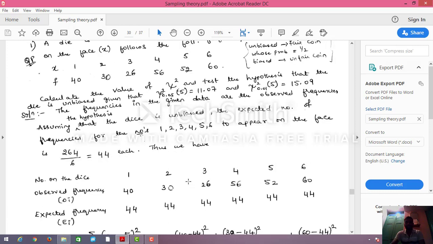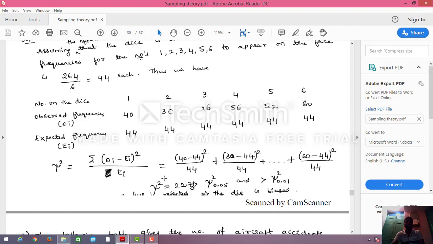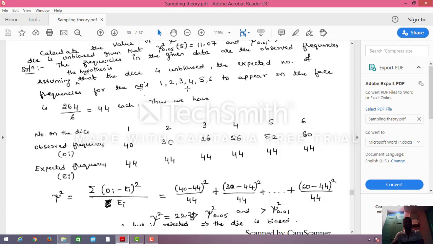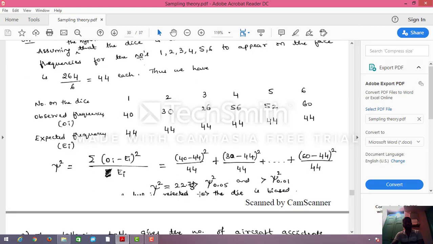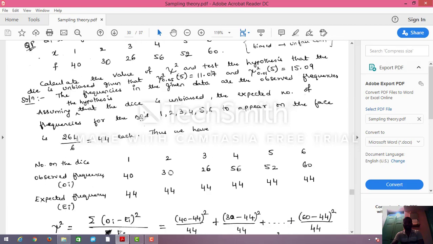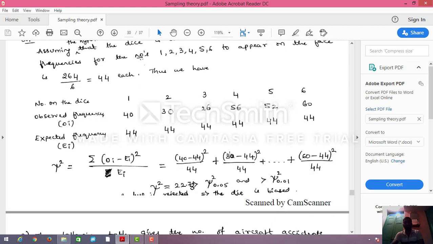So what is the chi-square value? I told you that for the 5% level of significance it should be 11.07, and the chi-square for the 1% level of significance is 15.09. Here, while simplifying this problem, I got a chi-square value of 22.73, which is greater than the 5% level value of 11.07. At the same time, it is greater than 15.09, which is the 1% level of significance. It is greater than both values.